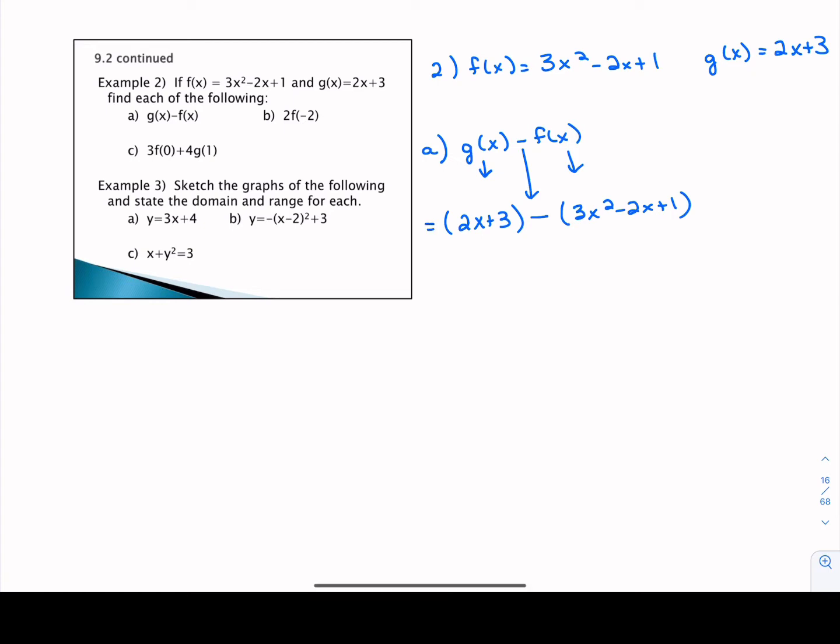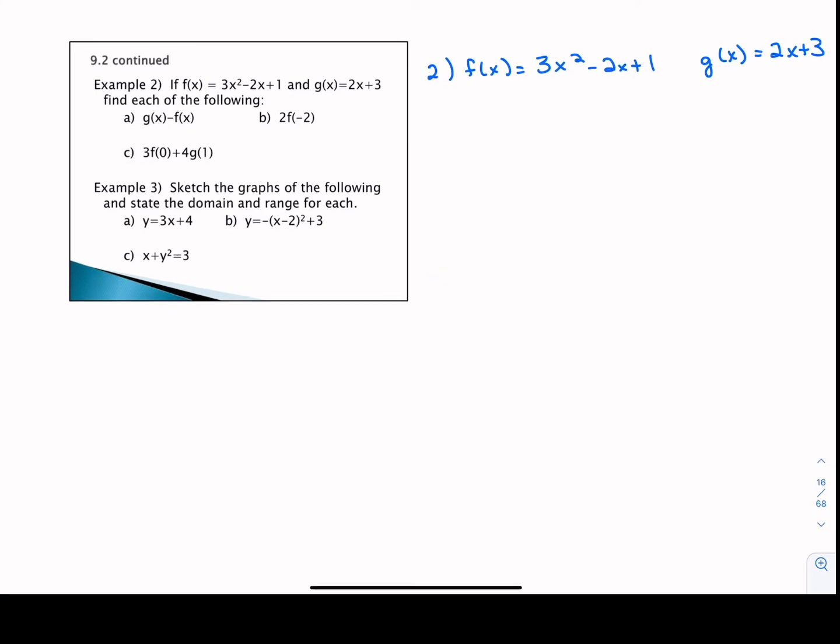So if we clean this up and simplify it, we just want to remove our brackets. 2x plus 3 stays as 2x plus 3, but now we need to distribute the negative sign through that last set of brackets. So you'll have a negative 3x squared. Negative times negative 2x is positive 2x, and negative 1 times positive 1 is negative 1. If we put this in descending order of power, we've got negative 3x squared first, 2x, and then 2 more x's is going to be a total of 4x. And then for constants, we have 3 minus 1, or positive 2, as your final answer. So this is what we have for g of x minus f of x.